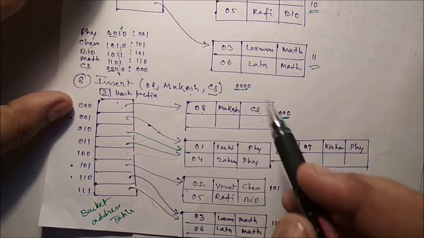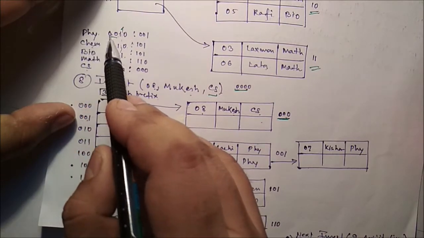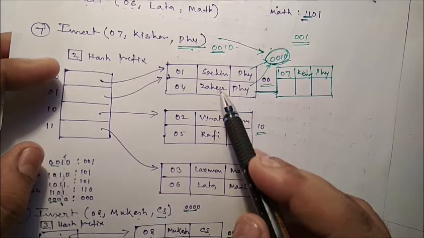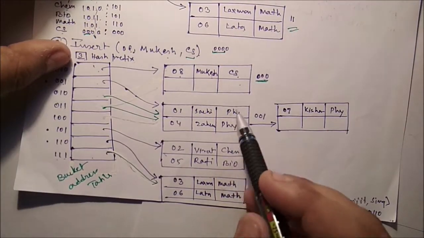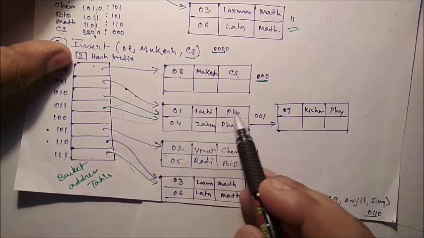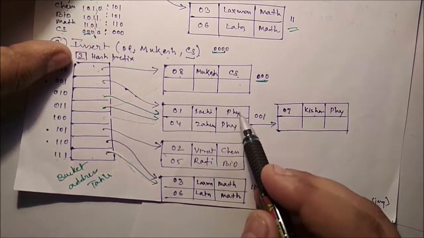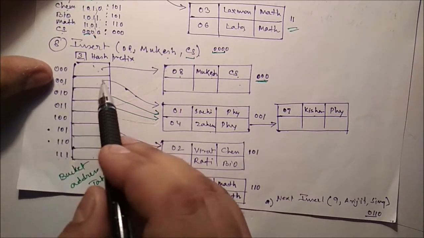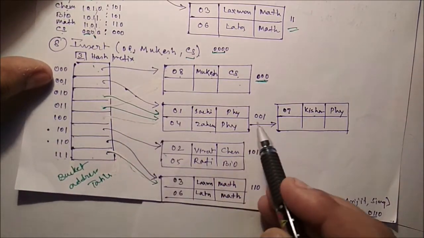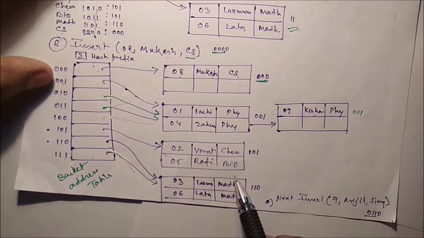Next is 001. We have seen that for physics it is 001. For physics we have 3 records: Sachin, Jahir, and Kishore. So what you can do is create 2 buckets. This is for Sachin, Jahir, and Kishore, where all the subjects are physics. So here we connect 001 with this particular bucket. This is the bucket for 001, and this is also a bucket for 001. Are you getting this one?